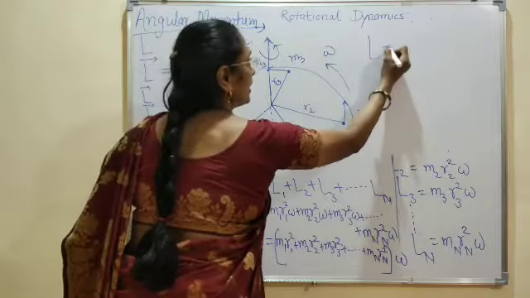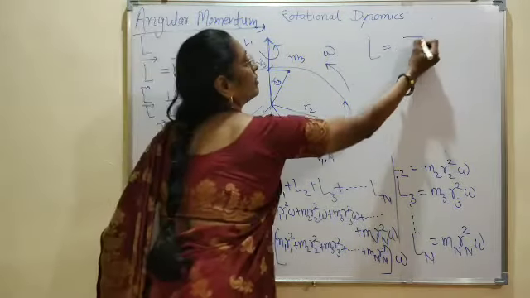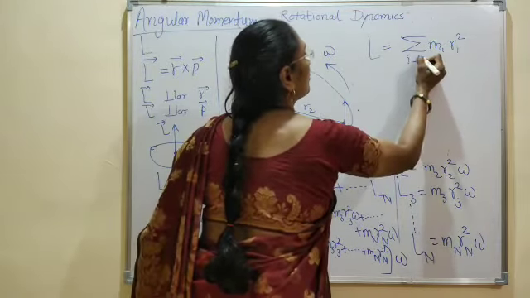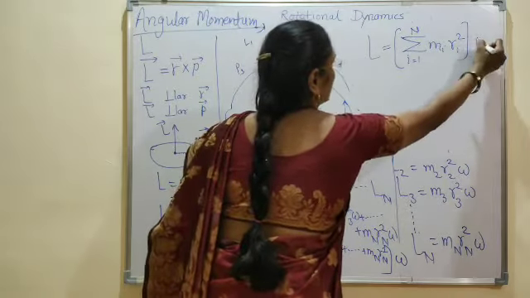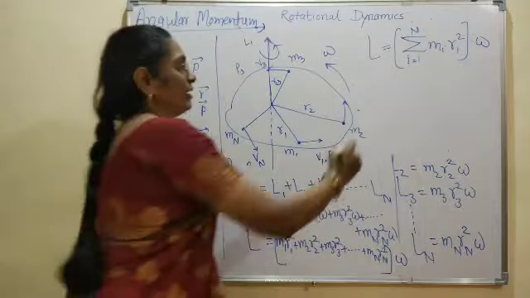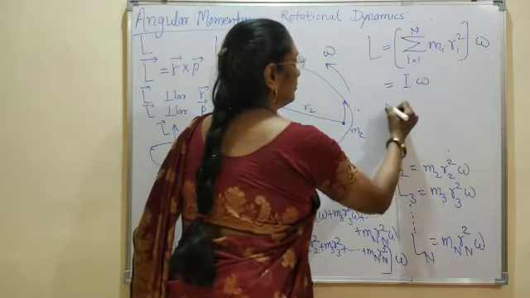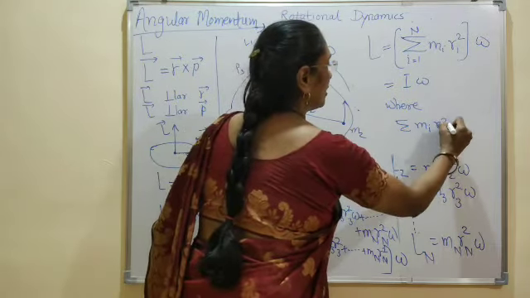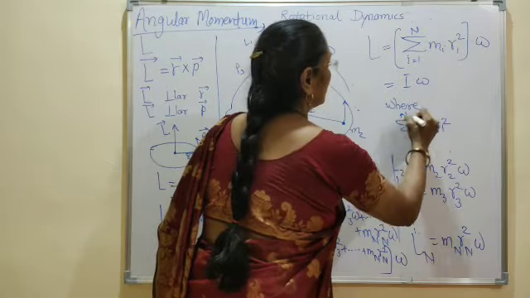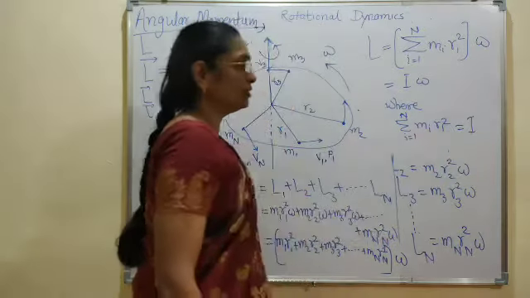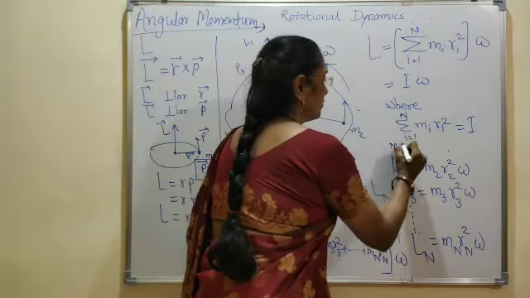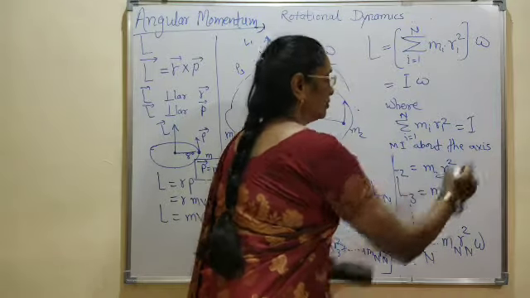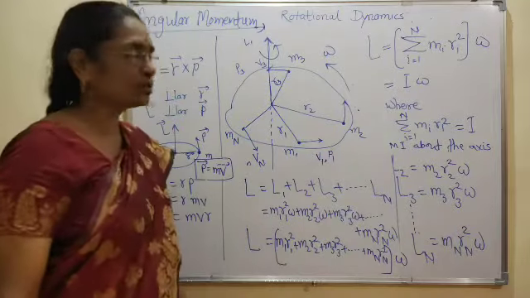Here L can be written as, this bracketed quantity is the moment of inertia for all particles, inside the bracket multiplied by omega, and it is equal to I into omega, where I, the summation of mi ri square, is the moment of inertia about the given axis, about the axis of rotation.